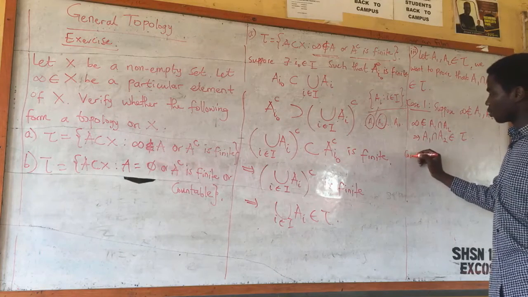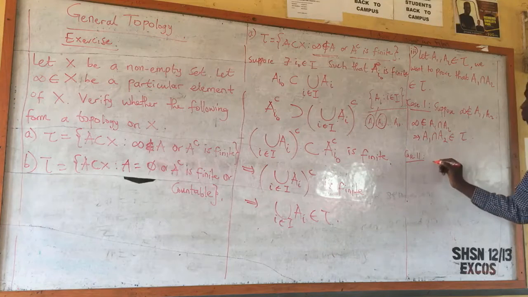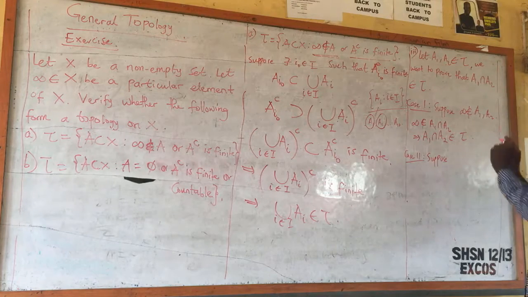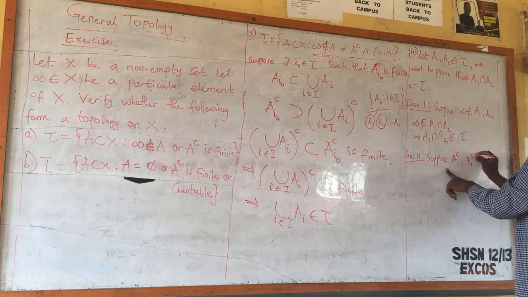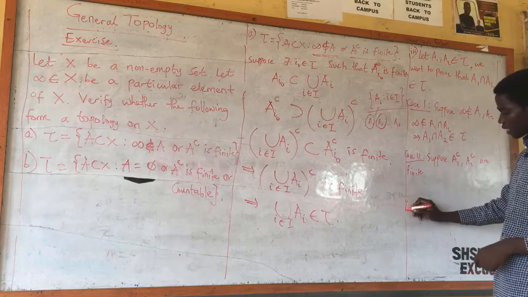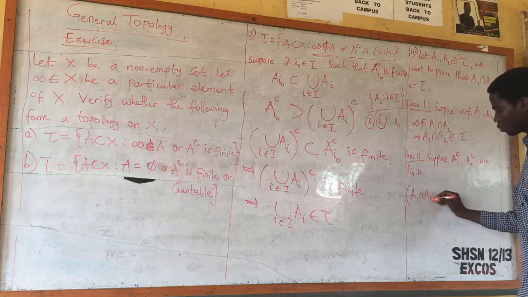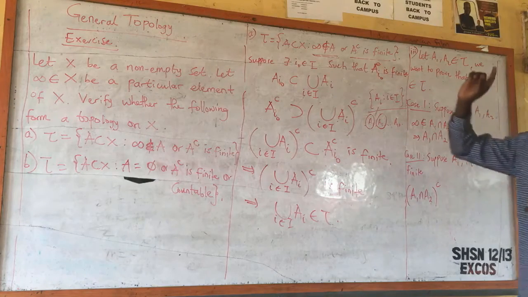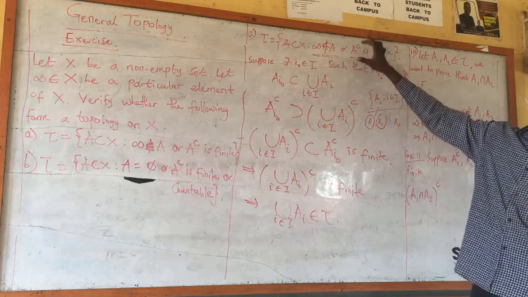Now, for the second case, case 2, what will case 2 be? Suppose A1 complement and A2 complement are finite. We still want to prove that A1 intersection A2 is in the topology. So now let's check. What will be the complement of A1 intersection A2? For me to show that an element belongs to this topology, either it satisfies that infinity does not belong to the set, or the complement of that set is finite.